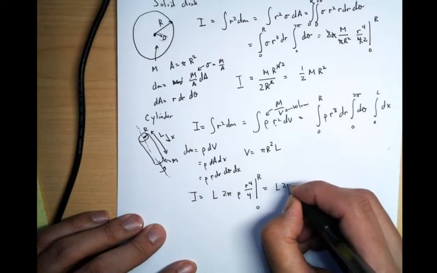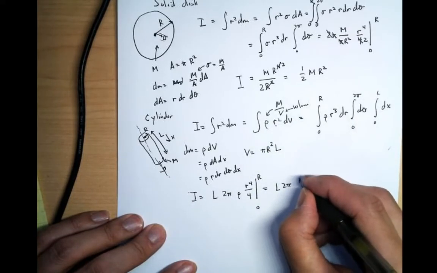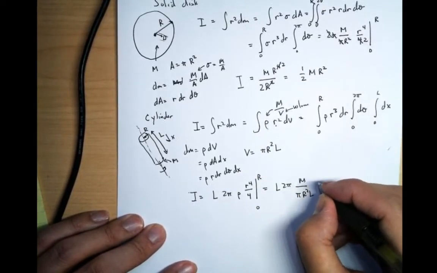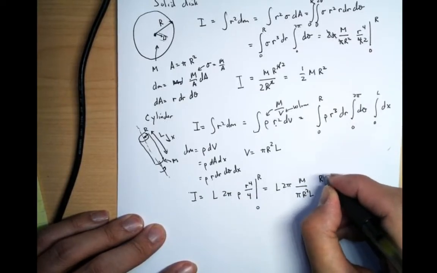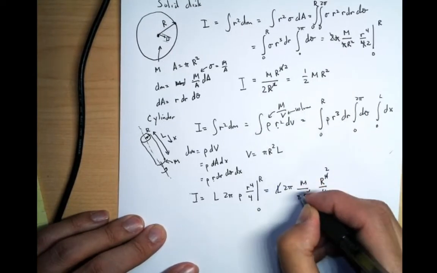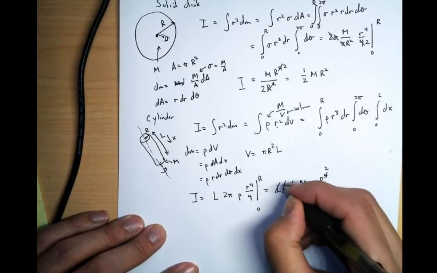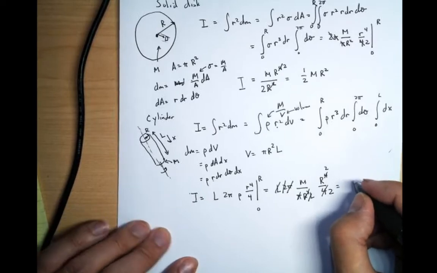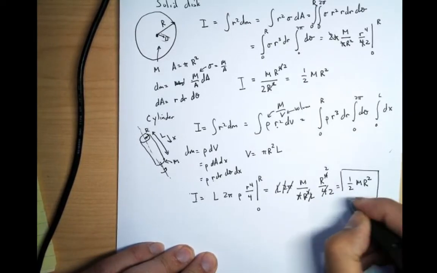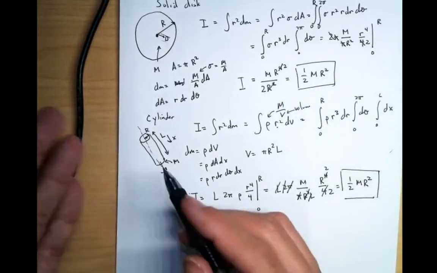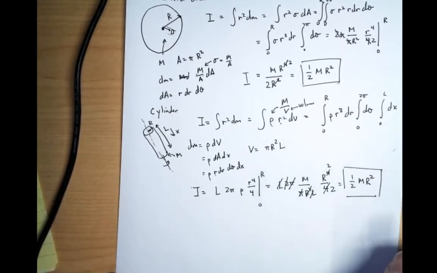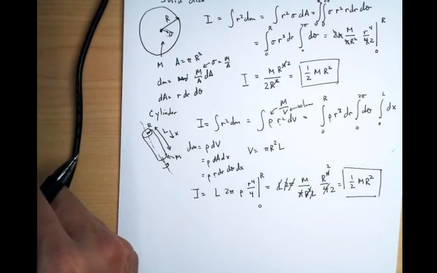Let's plug everything in now. This is an L, a 2 pi, rho is m over V, which is m over pi R squared L, and this last piece is R to the fourth over 4. Let's start sorting everything out. That again is going to be 1/2 m R squared. It's not surprising. If you took this entire thing and squeezed it to a disk, it's the same as rotating that disk. So that's two things.